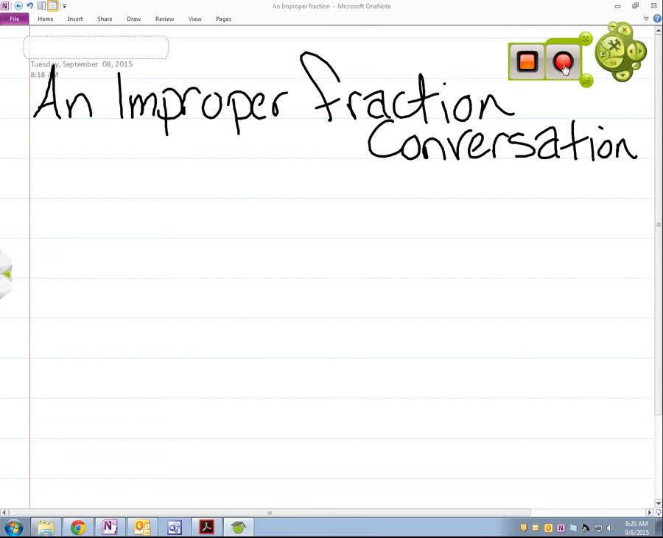An improper fraction conversation. Okay, we're going to be doing three things today. We're going to be talking about improper fractions, mixed numbers, and lowest terms. So these are all with fractions.